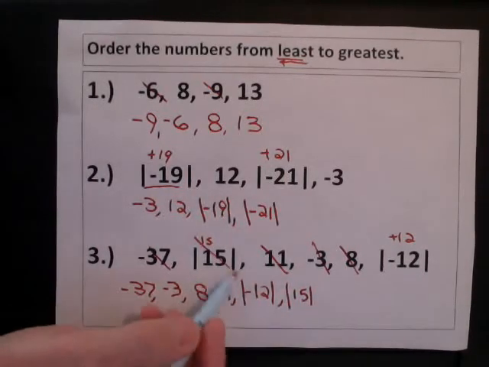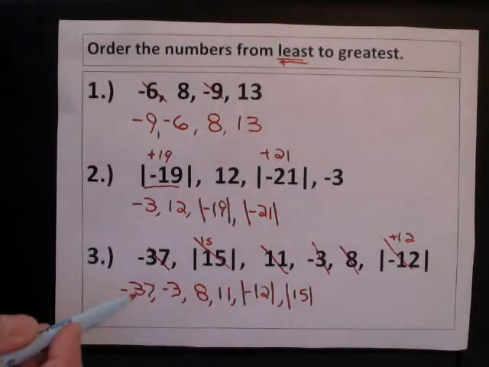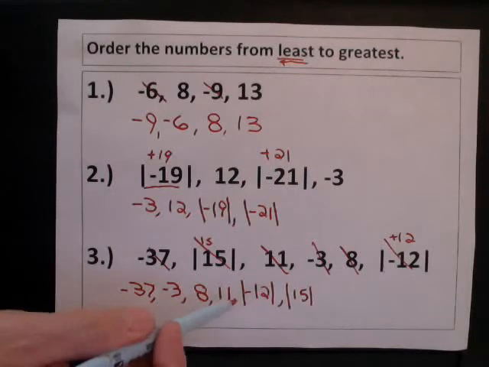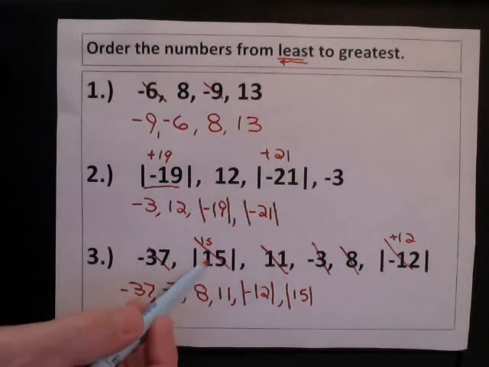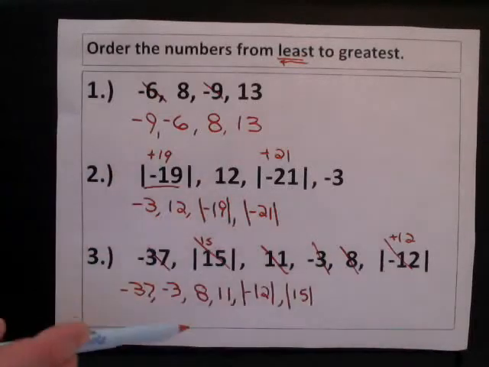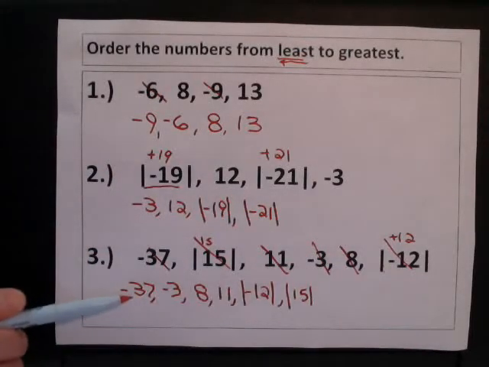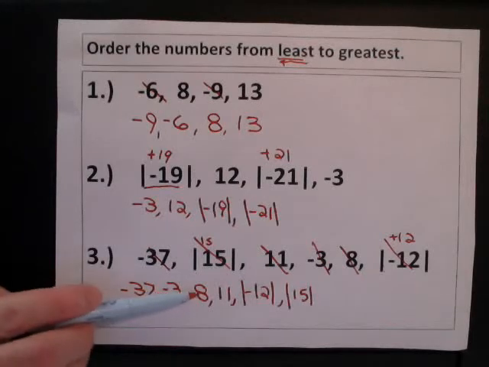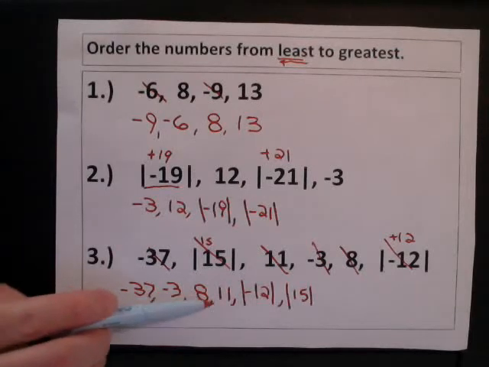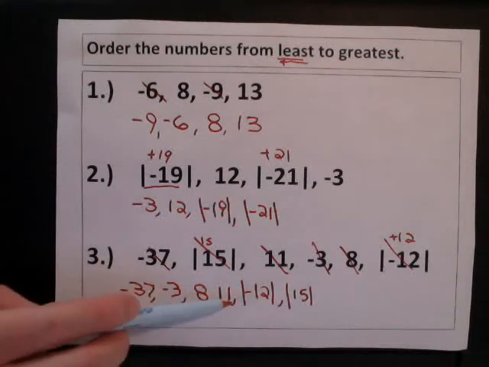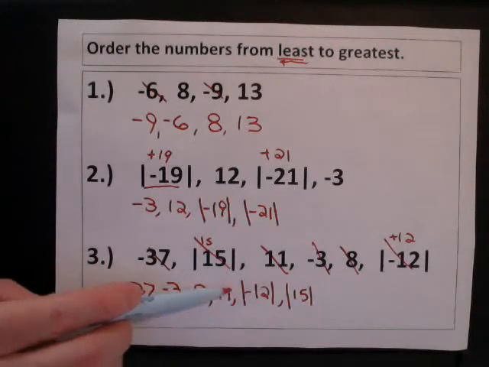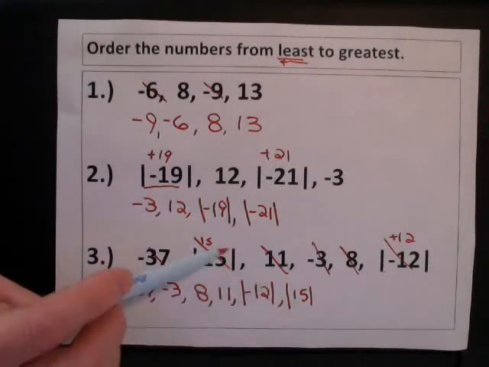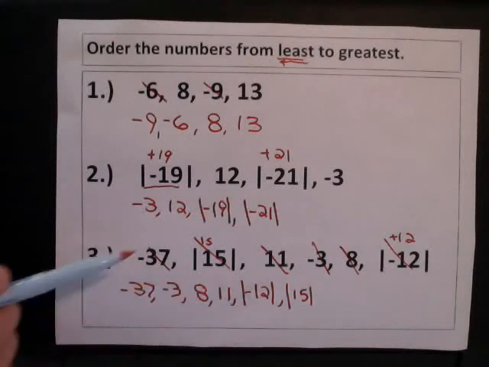All right, and so we're all done, and we make sure we have 1, 2, 3, 4, 5, 6 numbers compared, and they are in order from least to greatest. Negative 37 is less than negative 3. Negative 3 is less than positive 8. 11 is greater than 8. The absolute value of negative 12 is greater than 11. The absolute value of 15 is positive 15, which is greater than positive 12. And so there is how we do it.